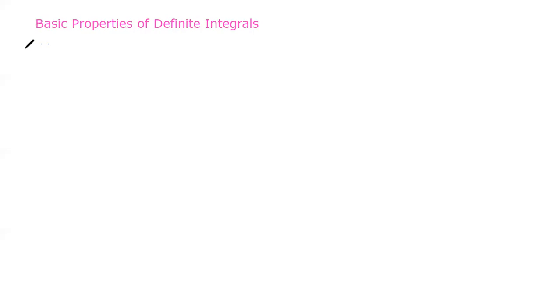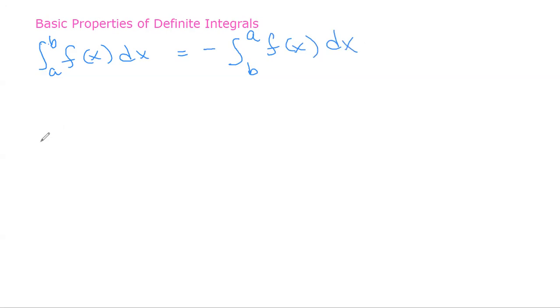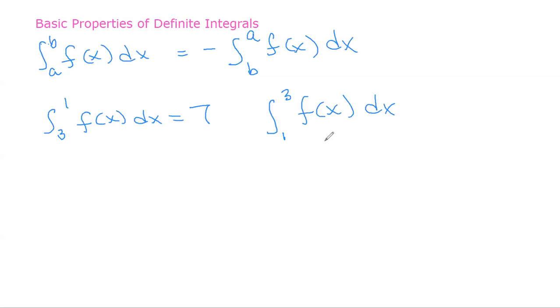Let's say the integral from a to b of f of x dx is going to equal the opposite of the integral from b to a of f of x dx. So if I tell you, let's say, the integral from 3 to 1 of f of x dx is equal to 7, then you know that if I ask, what is the integral from 1 to 3 of f of x dx, that would be -7. That's just one of the properties.